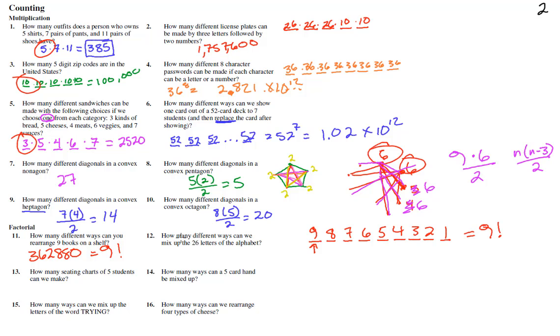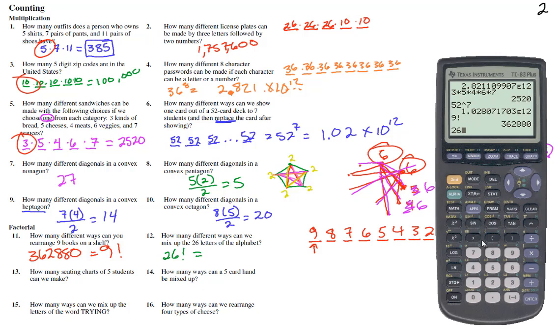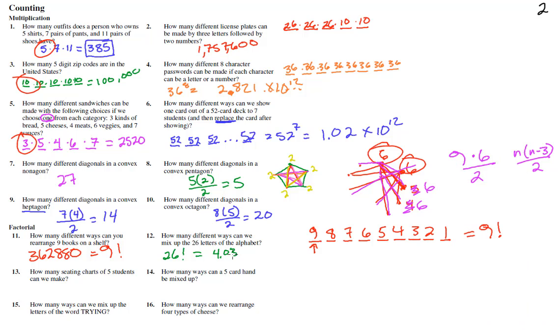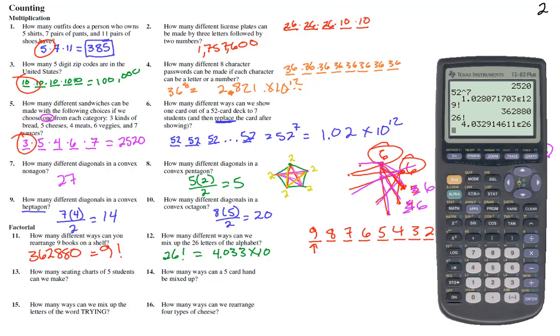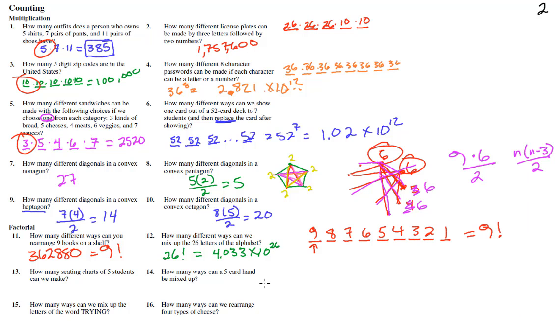Fantastic. Number 12, how many different ways can we mix up the 26 letters of the alphabet? Well, we got 26 different options in the first one, 25, 24, and we get 26 factorial. I think it's going to be a large number, but let's see what we get. 26, math, over to probability, down to factorial, enter. And we get, oh wow, that's a big number, 4.033 times 10 to the 26th power. Wow, big number.